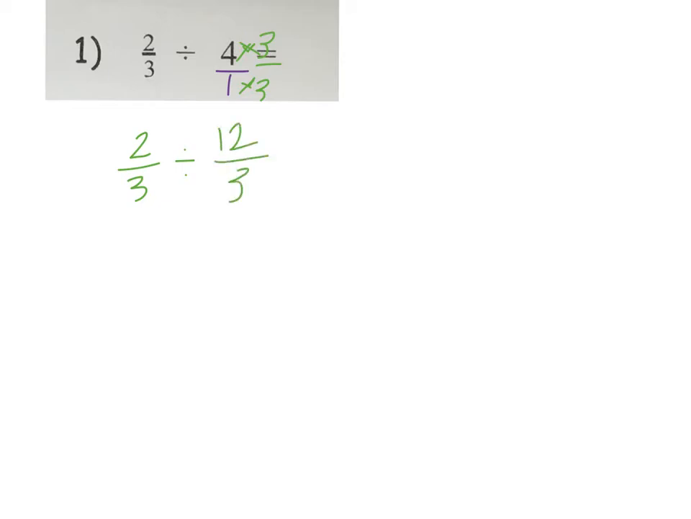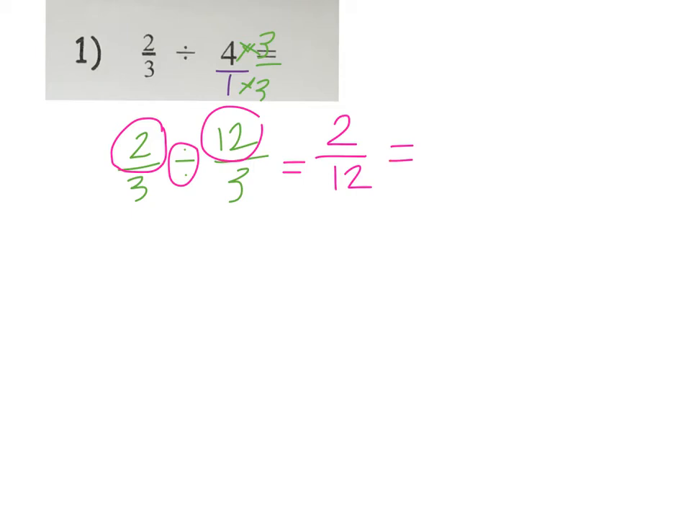Okay, once I have common denominators, now I can kind of ignore them, and all I'm going to do is take this top number divided by the bottom number, and I'm just going to rewrite it as a fraction. So 2 divided by 12. I'm just taking it straight from right here, 2 over 12. And then the last thing I need to do is just simplify that fraction.